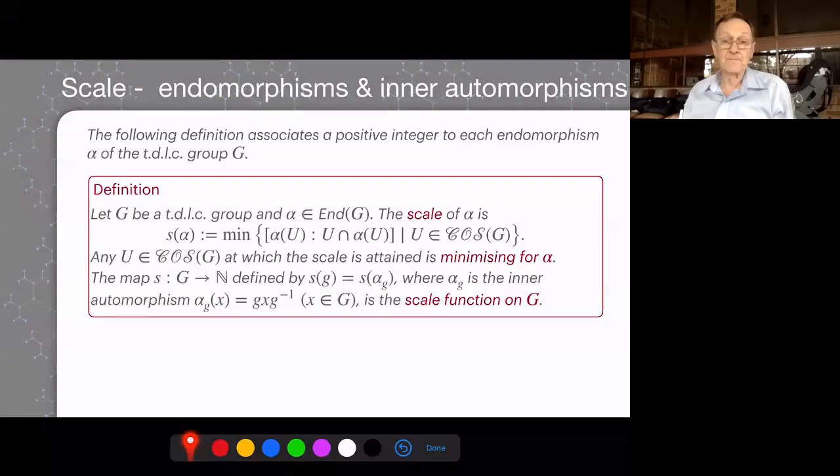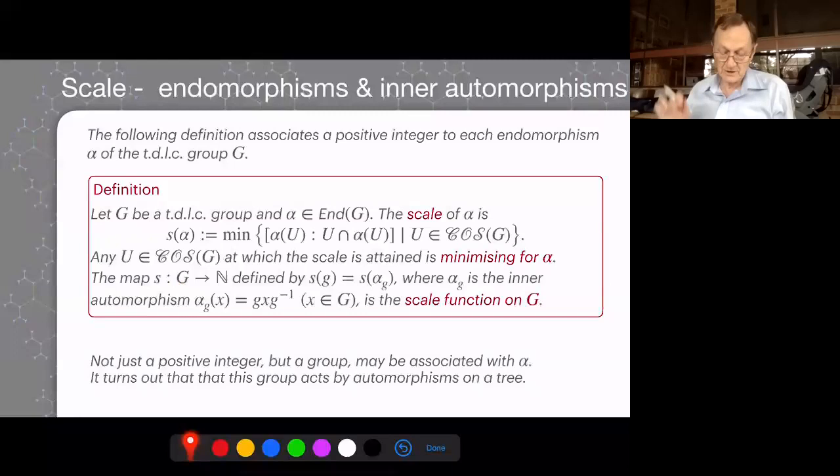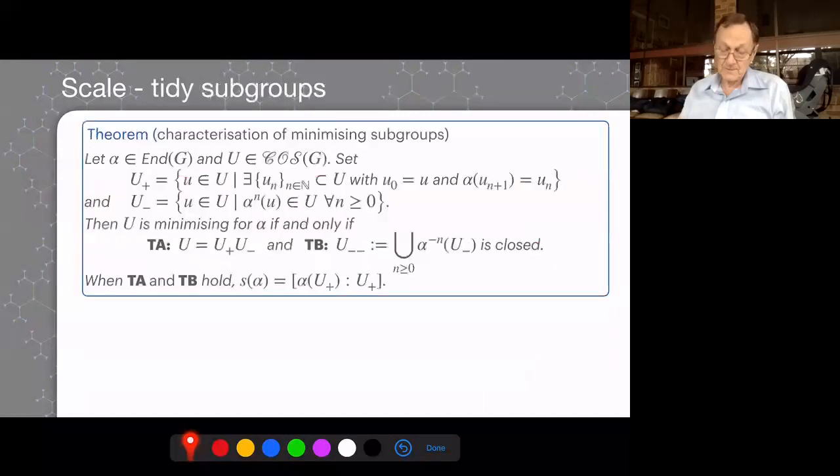So this is the scale of an endomorphism in the first place, but also it induces a function on the totally disconnected locally compact group G. Now, it's the case that not just a positive integer, but a group may be associated with alpha. And that's what I'm going to talk about next. So with each endomorphism, we can actually associate some groups with that endomorphism. And this group acts by automorphisms on a tree.